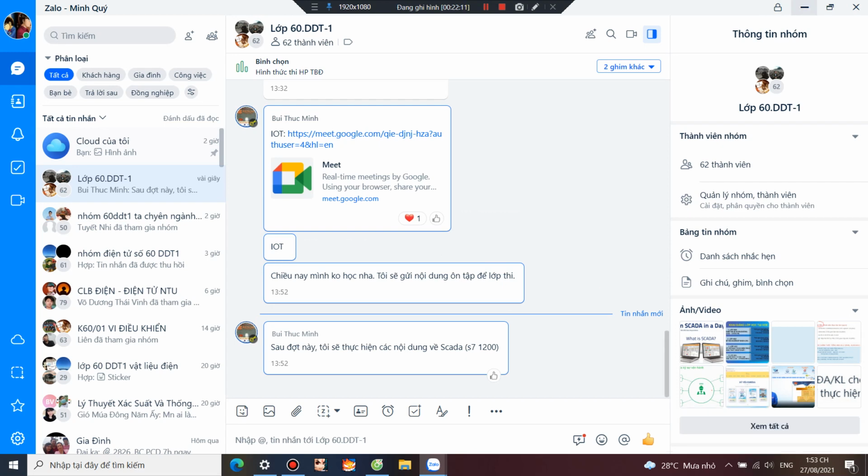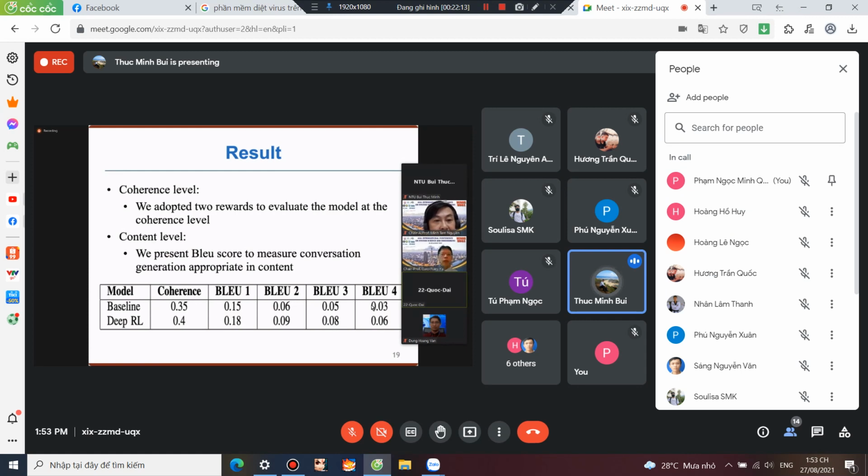In our results, the goal of our system is not only to predict the highest probability response, but we also take care of the long-term success of the dialogue. Therefore, we use the coherence score besides the BLEU score for evaluation. We find that my reinforcement learning model can generate more coherent output than the baseline model. In addition, our model improved the average BLEU score by 43 compared to the baseline.